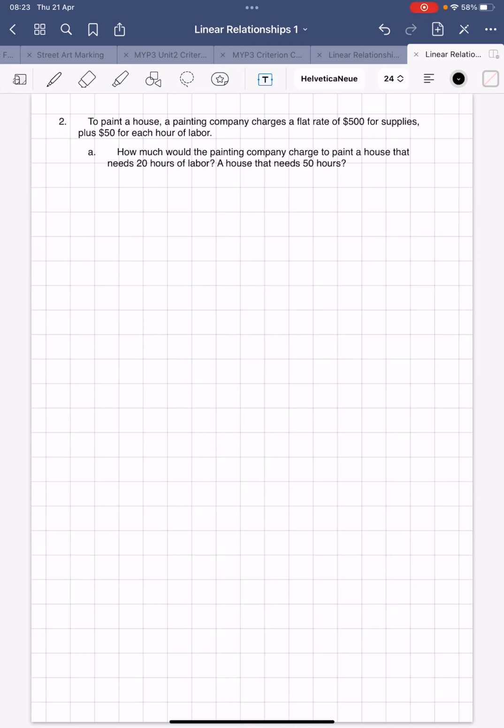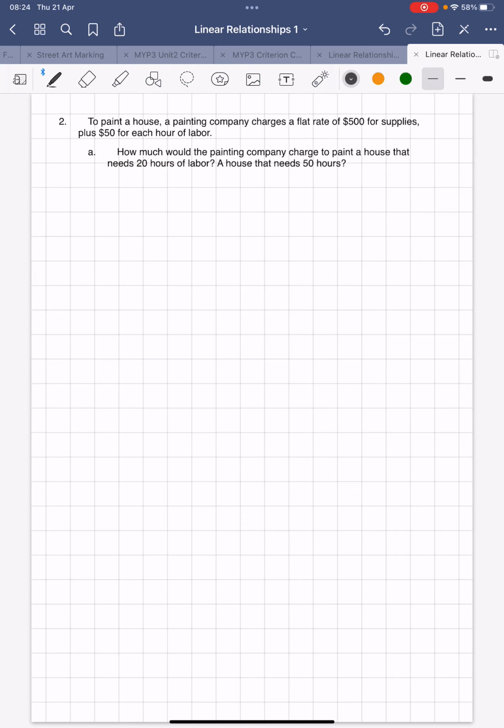So this is the second question that I'm going to try and explain to you now. This is a question about house painting, and it says that to paint the house, the company charges a flat rate of $500 for supplies, and then an extra $50 for each hour of labor. And then they are asking how much would the painting company charge to paint the house that needs 20 hours of labor.